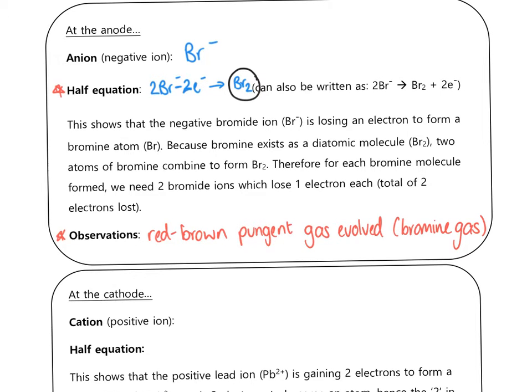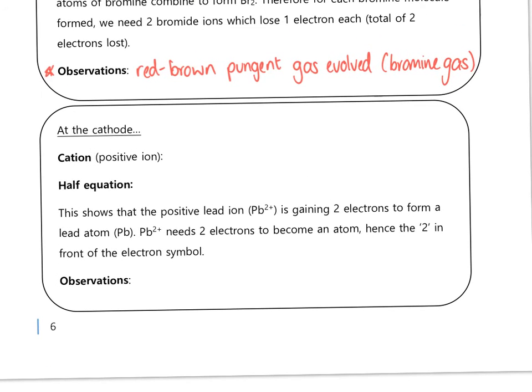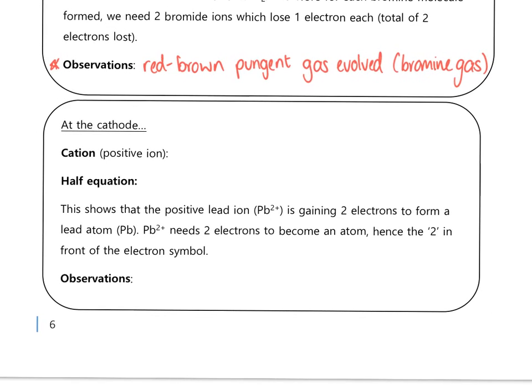At the cathode, what then is happening? Well, I need to identify, first of all, what is my cation? In this case, it is lead, and it is lead 2+, Pb2+. So I'm thinking to myself, how am I going to get from Pb2+ to just Pb? What do I need to do to get that back to an atom?